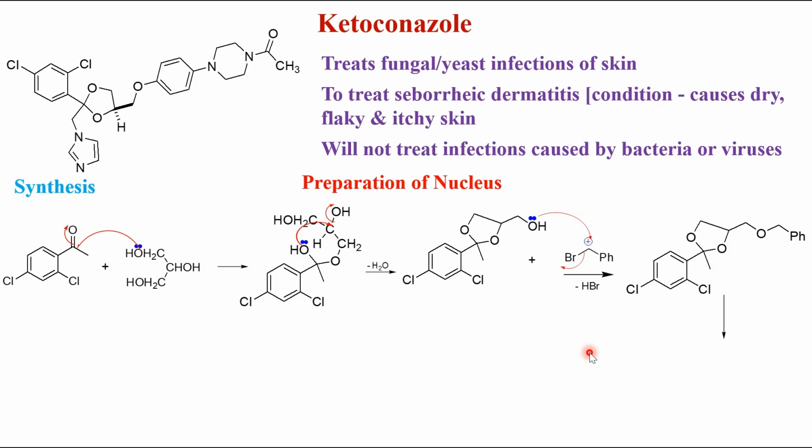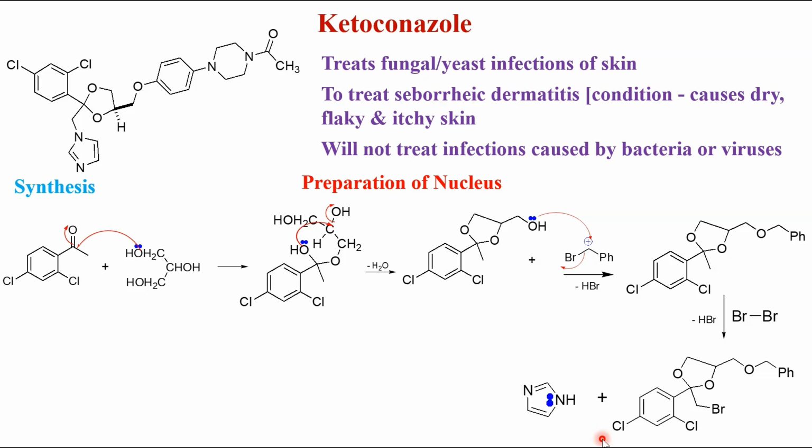This CH3 I will treat with bromine. Bromination of the methyl group takes place and I will get the corresponding bromomethyl derivative. I have synthesized the nucleus to which I should add imidazole.